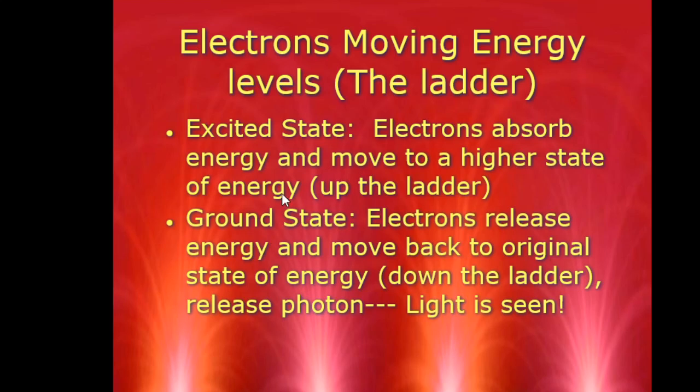Then we have what we call their ground state. Electrons release energy and move back to their original state of energy. They go down the ladder. That is when we get a release of what we call a photon. That is a particle of light. We call it a photon, and light is seen. So it's happening in front of your eyes right now.